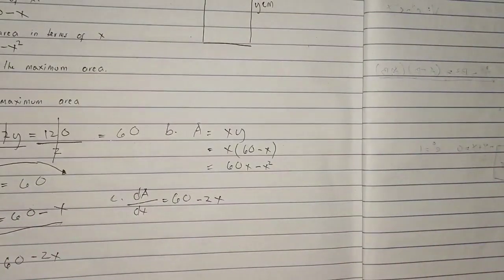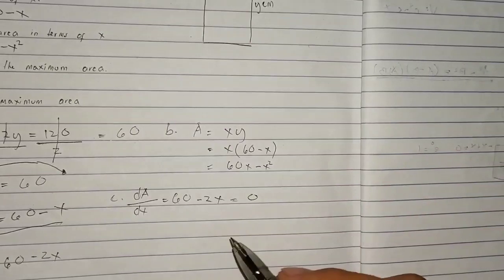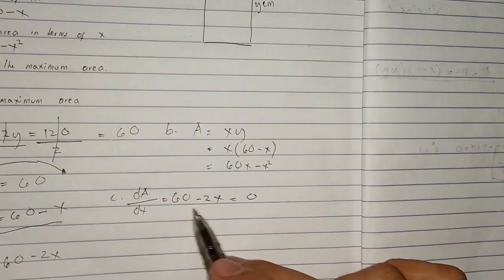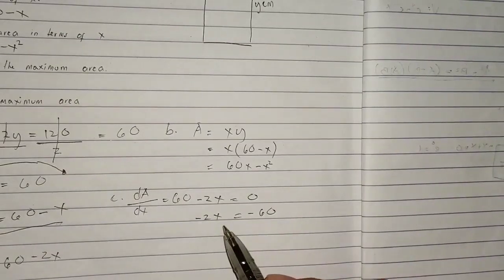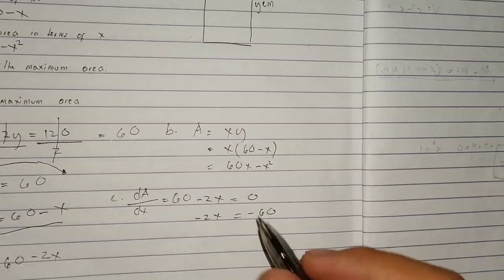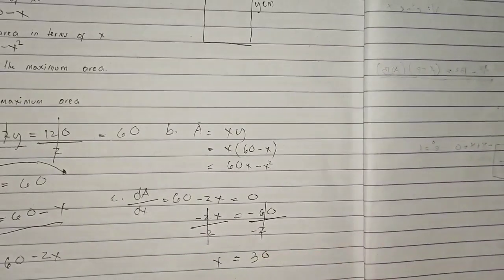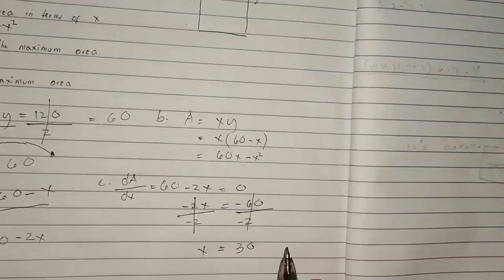To find the stationary point, we set my derivative equal to 0. So let's move this 60 to the other side. To remove the negative 2, let's divide by negative 2. So our x is equal to positive 30. So that's the stationary point for this area.